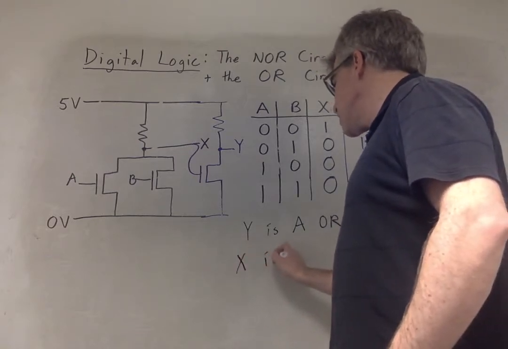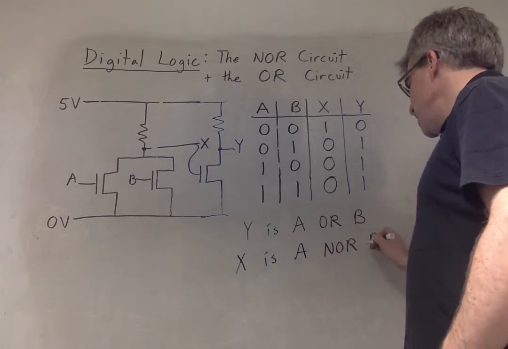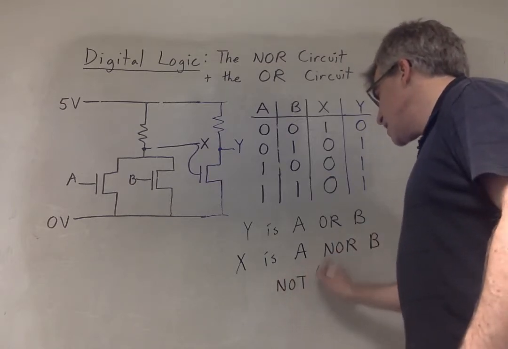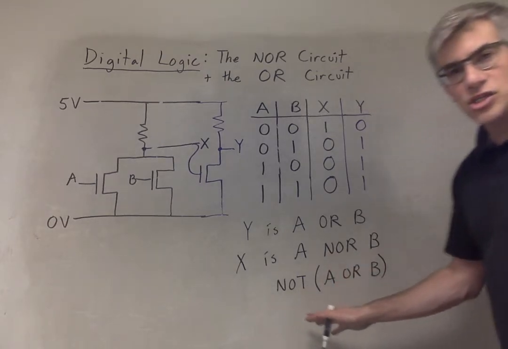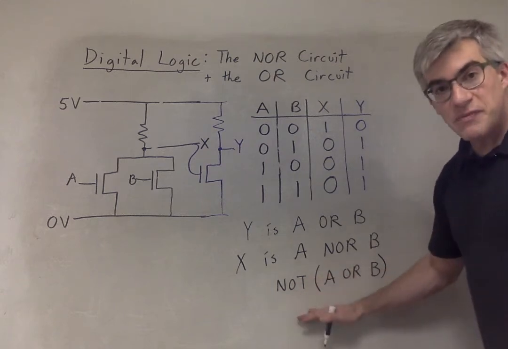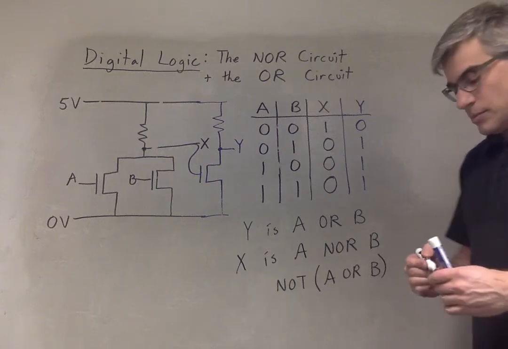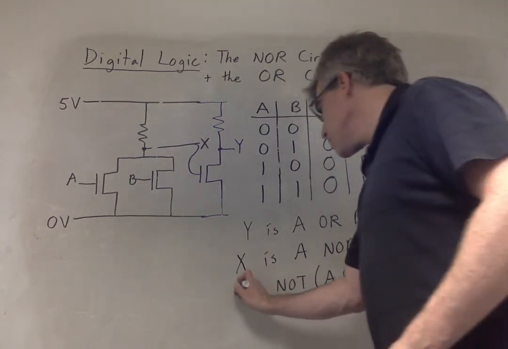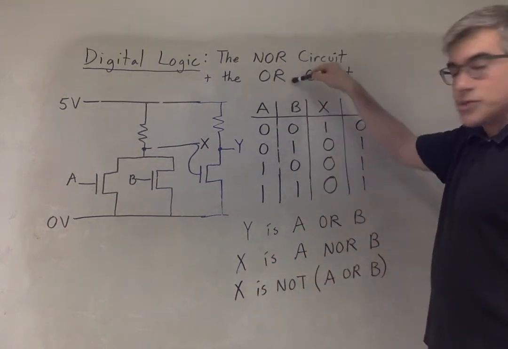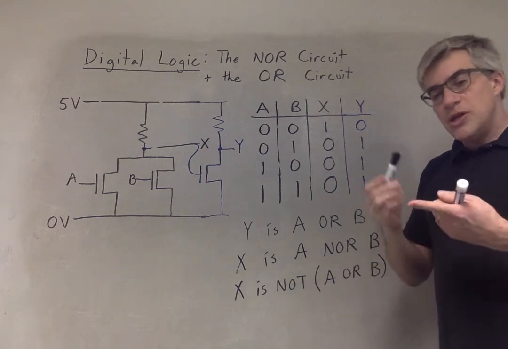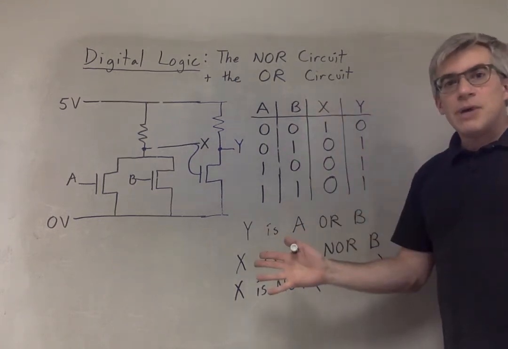And we say X is A NOR B, which is the same thing as saying NOT (A OR B). And again, that NOT doesn't just mean something else, it means specifically the exact opposite of OR. And so that is the basic idea of an OR circuit and a NOR circuit. And with the NOT circuit, the AND circuit, and the OR circuit, you can wire together an entire computer.